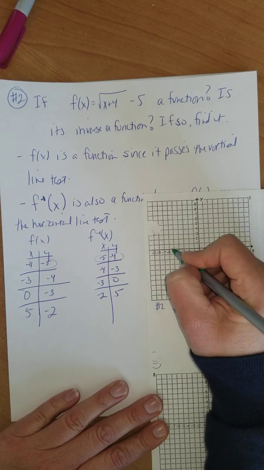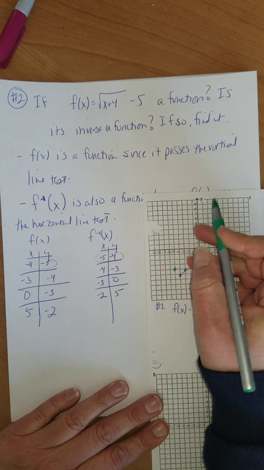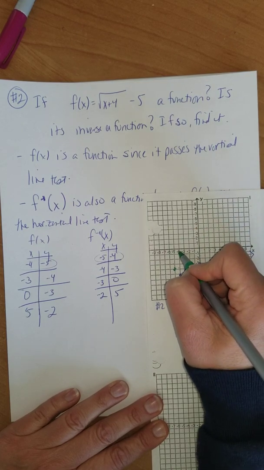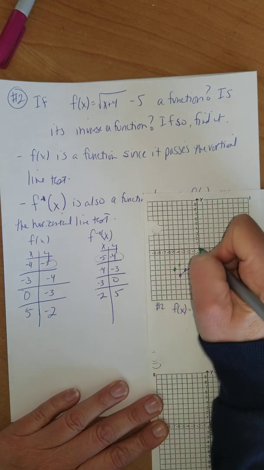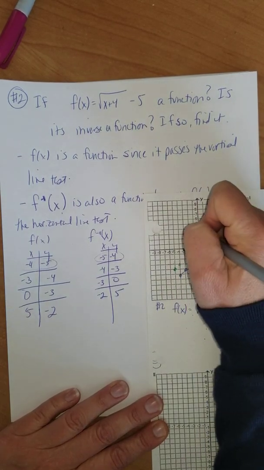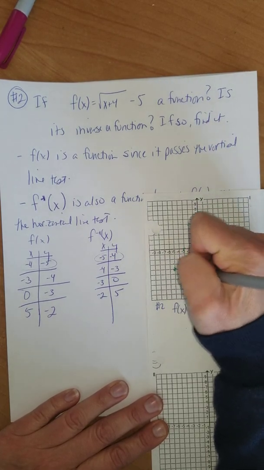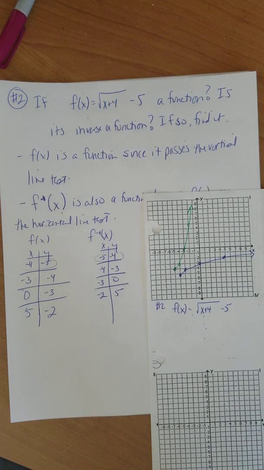So -5, -4 would be right there. -4, -3. -3, 0. Okay, and -2, 5. So this was my starting point. So, all right. Good. Okay, so that's my table.